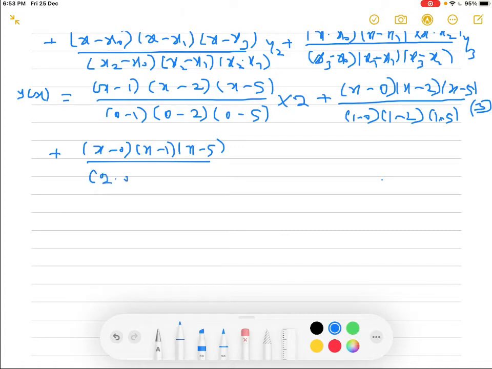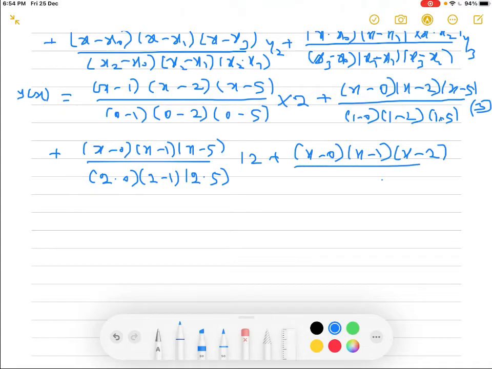plus x minus 0 into x minus 1 into x minus 5 divided by, you have to subtract from x2. x2 is 2 here, 2 minus 0 into 2 minus 1 into 2 minus 5 into y2 is 12 plus x minus 0 into x minus 1 into x minus 2 divided by, let us subtract from the x3 value. x3 is 5 here, 5 minus 0 into 5 minus 1 into 5 minus 2 into y3 is 147.